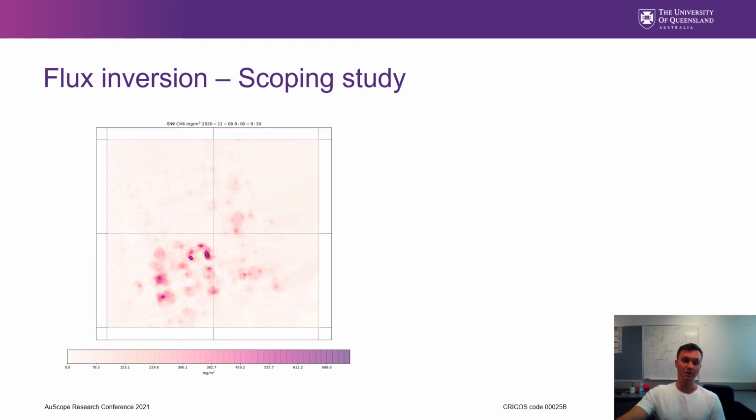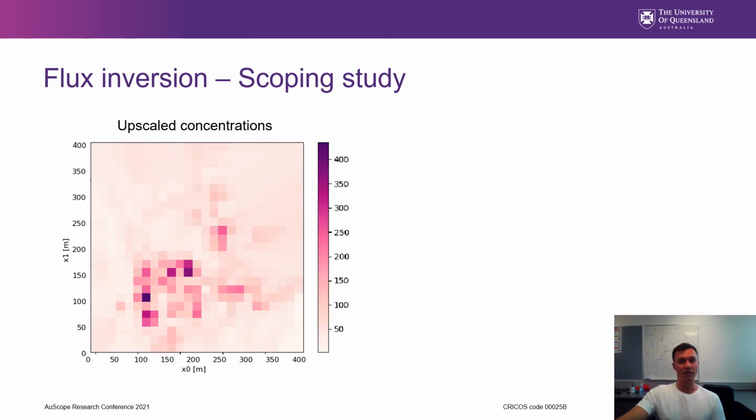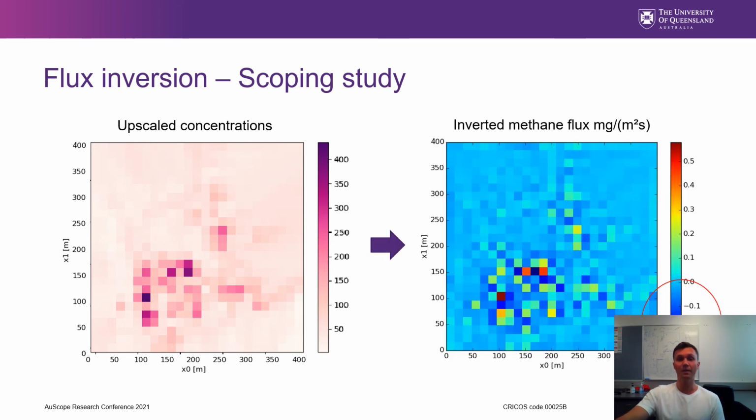Here's an example. So that's the dataset from before, and what we did first was we upscaled it just to make it computationally a bit nicer. So here we have our upscaled concentrations, and then we applied our inversion with the Fourier representation, and here you can see the results. So that's the inverted methane flux.